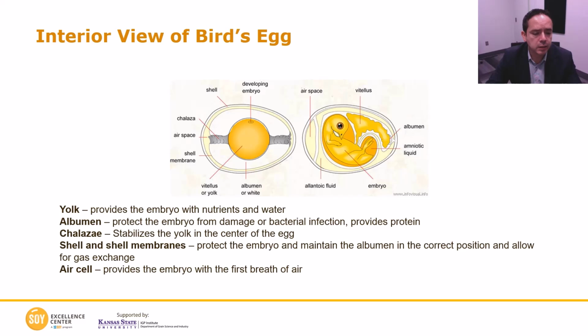Then we have the shell and the shell membranes. They protect the embryo and maintain the albumin in the correct position. And the shell allows for gas exchange. Let's remember that the embryo is going to be producing CO2 that needs to be removed, but it's going to be requiring oxygen. So that gas exchange is important. Then we have the air cell that provides the embryo with the first breath of air.